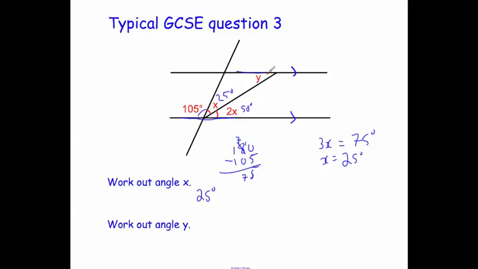Now as you might notice, this y is alternate with the 2x. See the Z shape, this angle and this angle are the same? Well, that means that y is the same as 2x. Well, y is the same as 50, so y is 50 degrees. And that's it.